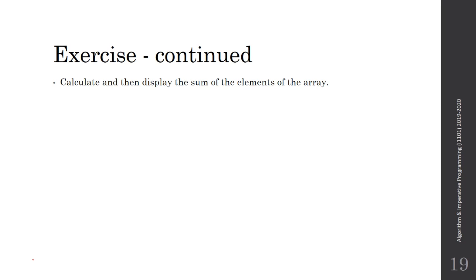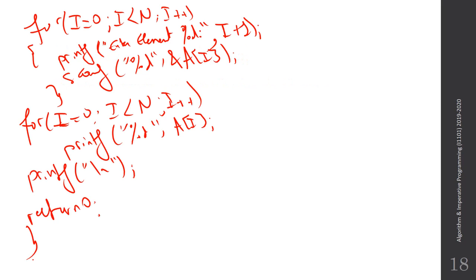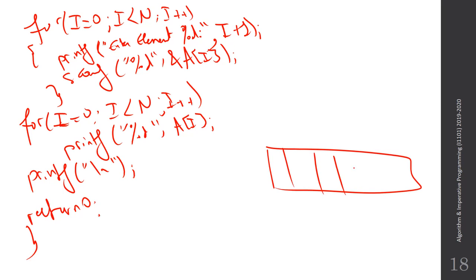We need to calculate and display the sum of the elements of the array. So we have this array and we need to sum. Let's take an example. Suppose that we have this array: 1, 7, minus 2, minus 7, 2, and 0. So we have 6 elements, and the indexes are 0, 1, 2, 3, 4, 5.